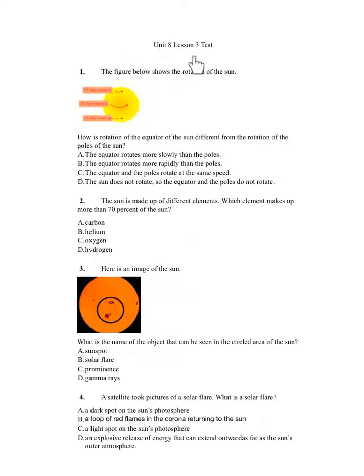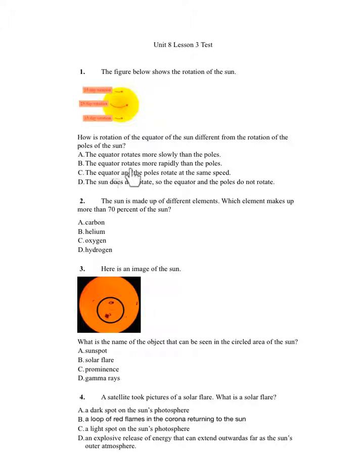Unit 8, Lesson 3 test. Number 1. The figure below shows the rotation of the sun. How is the rotation of the equator of the sun different from the rotation of the poles of the sun? A. The equator rotates more slowly than its poles.